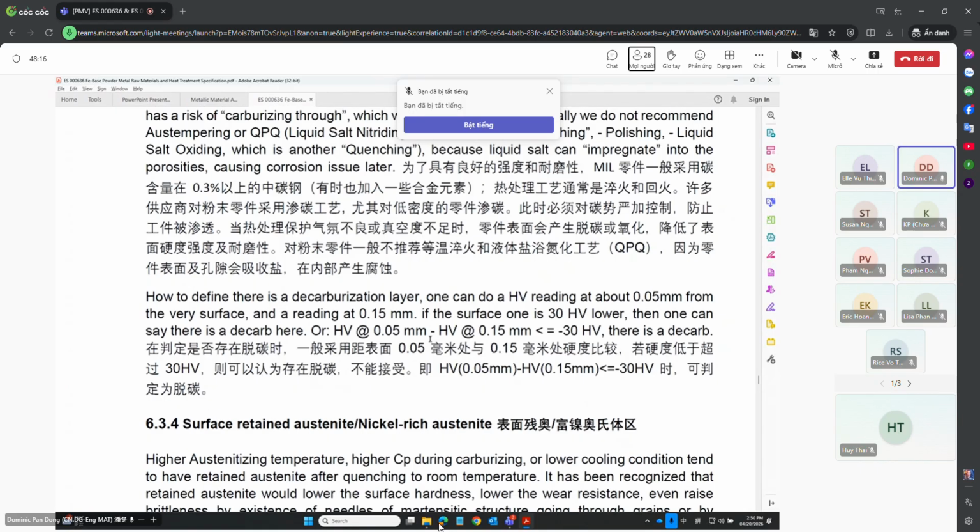Let's take a look at it. For that, we need to do some kind of microhardness testing to make sure the surface layer hardness is still good, and it can give us reliable performance of our parts during live usage.